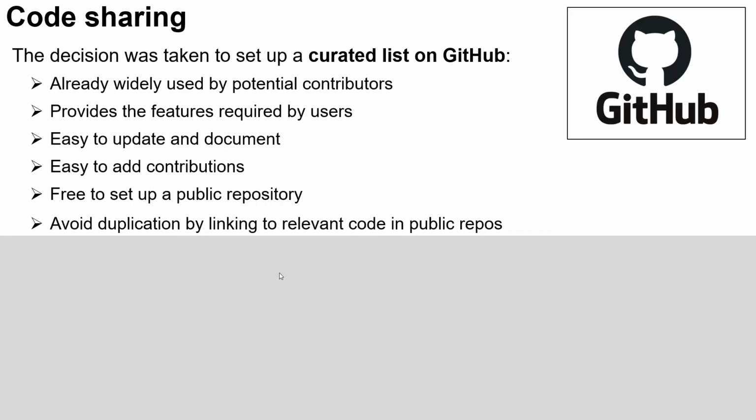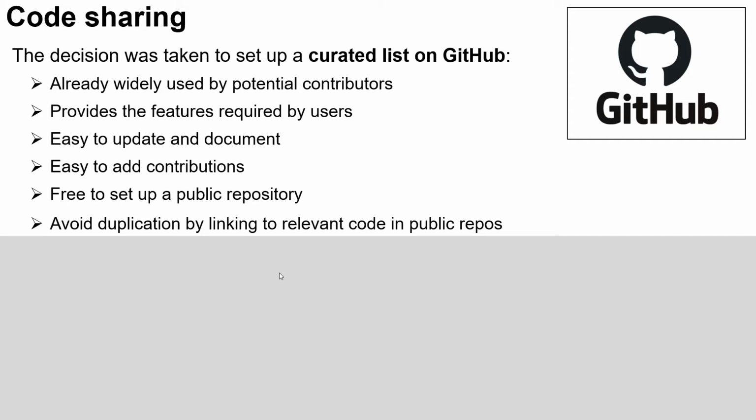We took the decision to set up a curated list on GitHub rather than setting up a new organization repository and then having to manage members of it. Obviously, we chose GitHub, as I've already shown. It's very widely used already. It provides the features that people said were important to them. It's easy to update and provide documentation for in README files. It's easy to add contributions through pull requests. And very importantly, it's free to set up a public repository. So that was a very useful consideration.